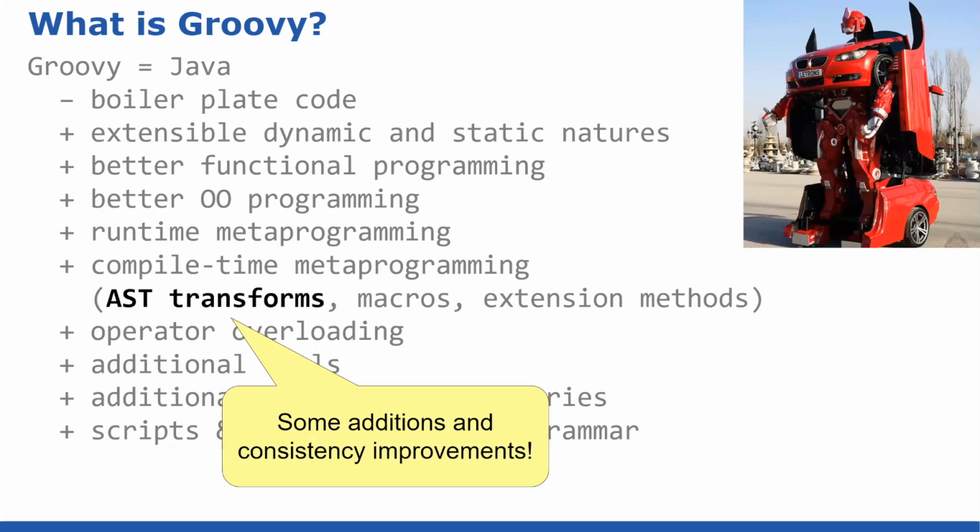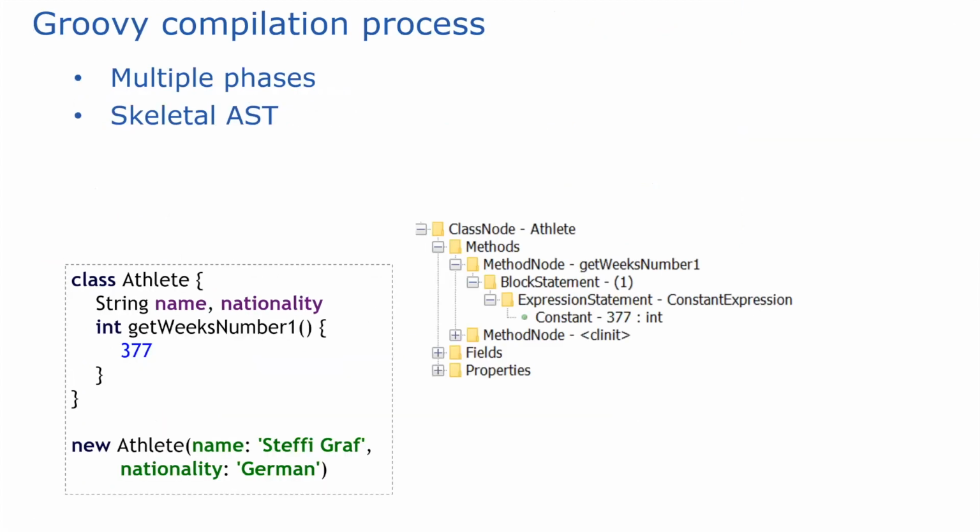AST transforms: 2.5 introduced quite a few improvements. I haven't got time today to go into all of those, but let's quickly look at a couple of things. Just a reminder, what are AST transforms? It's Groovy's compile-time metaprogramming capability, which allows you to change your programs and add new features in a declarative way during the compilation process.